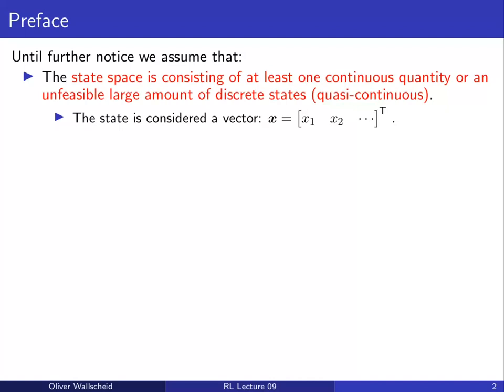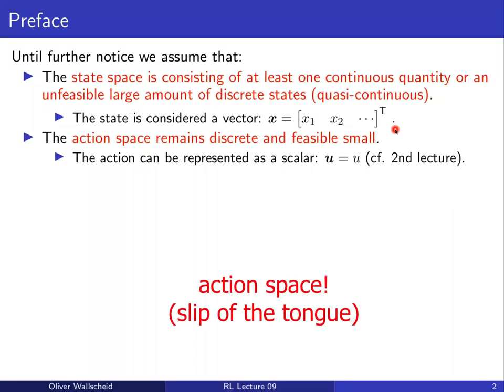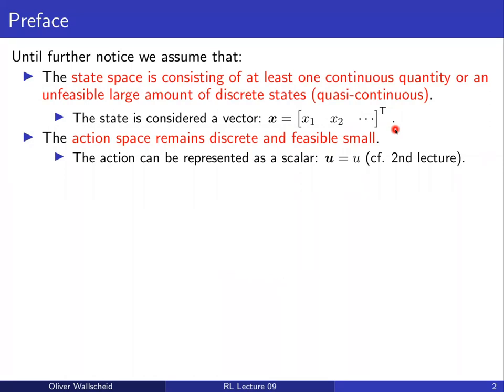And therefore, in contrast to the reinforcement learning lectures so far, we will assume that the state is really a vector and not a scalar anymore, and that state vector can consist of different discrete or continuous quantities. However, for this and at least the next two lectures, we will assume that the action space remains discrete and feasibly small. So, following the discussion we had in the second lecture, we can interpret any action still as a scalar, and we don't have to use an action vector so far.